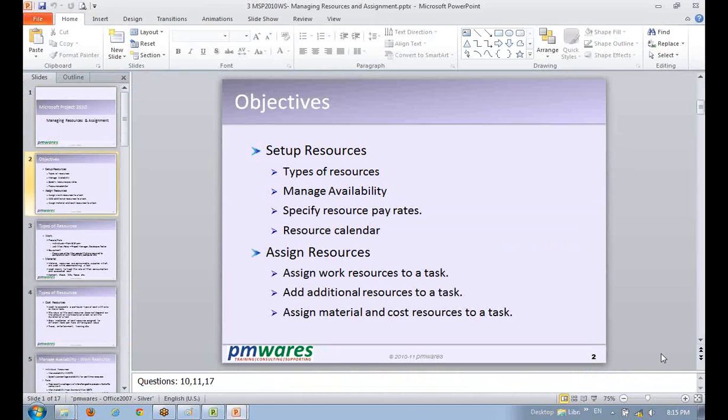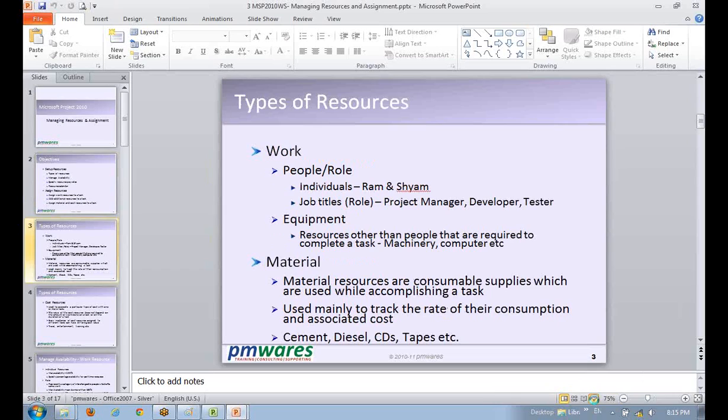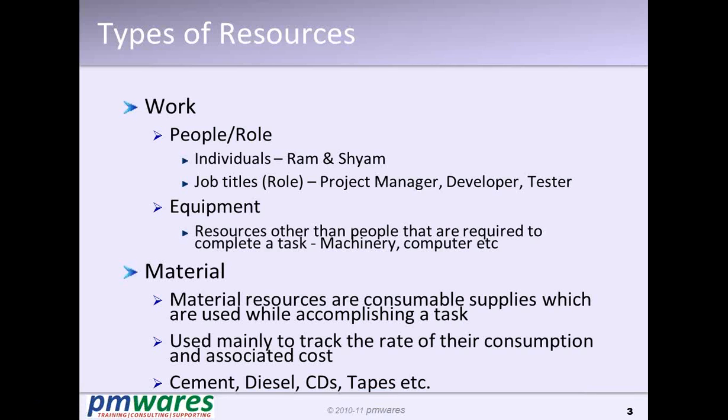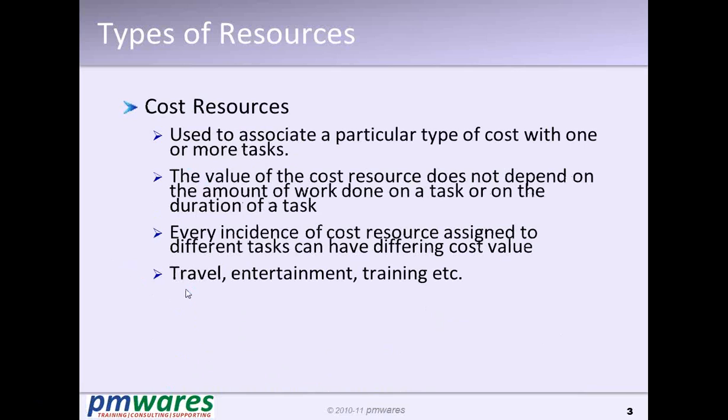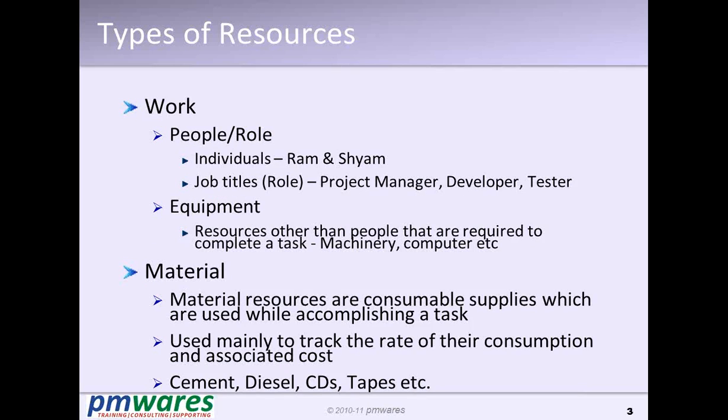Managing resources. We are talking a lot about resources, but let's talk about resources. There are three types of resources in MS Project. One is work, second is material, and third is cost resources. Right? Only three. Earlier there were two. The cost resources were added in the 2010 version.